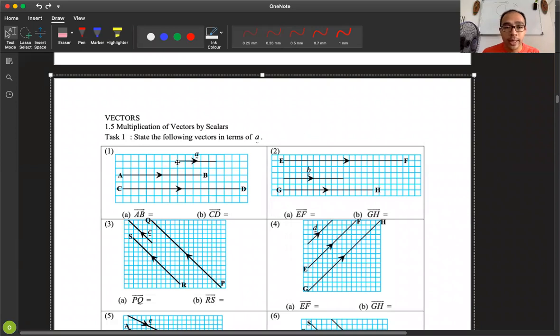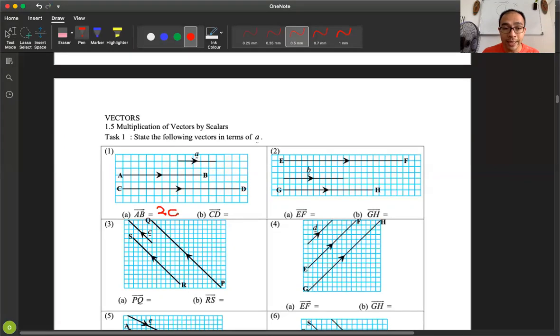So look, vector A, and then vector AB and vector CD, all the directions are the same. So we can express vector AB in terms of A. A has 1, 2, 3, 4, 5 squares, and AB has 1, 2, 3, 4, 5, 6, 7, 8, 9, 10. Since AB is 10 squares, I can say the vector AB is also the same as 2 times vector A. Because vector A has 5 squares, vector AB has 10 squares, so 2 times vector A will be vector AB.